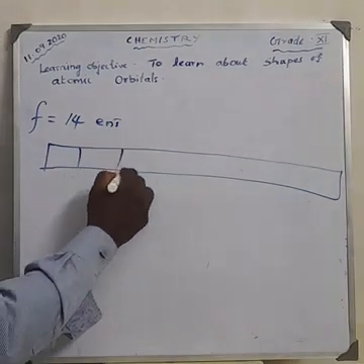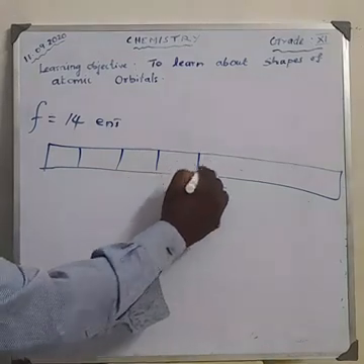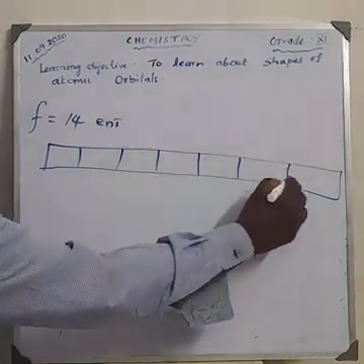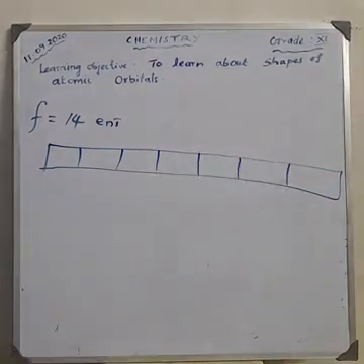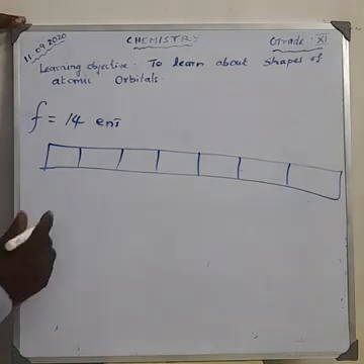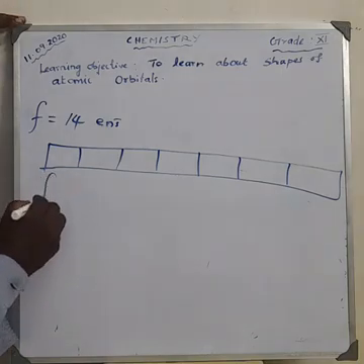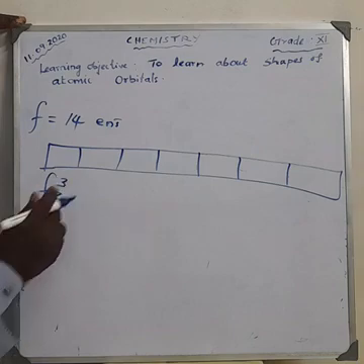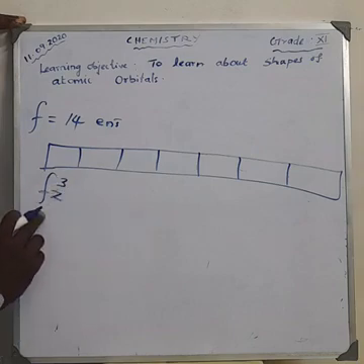One, 2, 3, 4, 5, 6, 7. Here each one can accommodate 2 electrons. First of all, you should say the orbitals. The first one is f z cube.